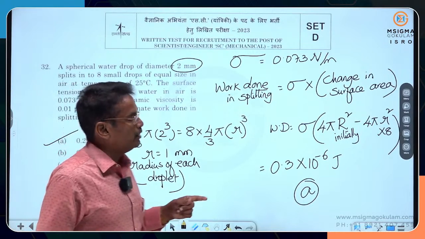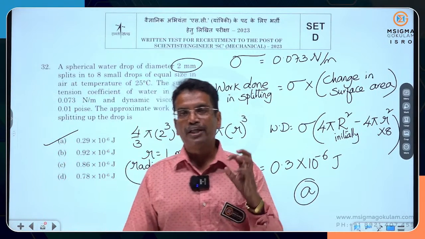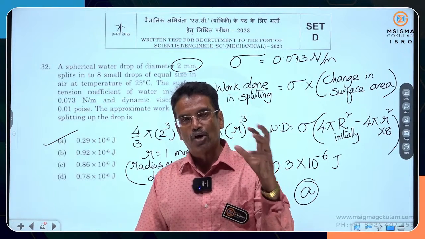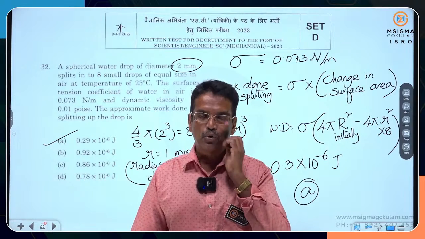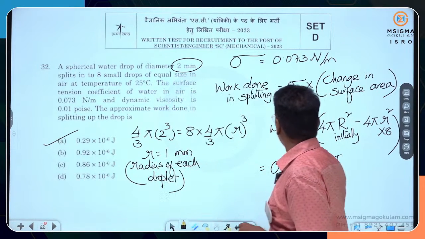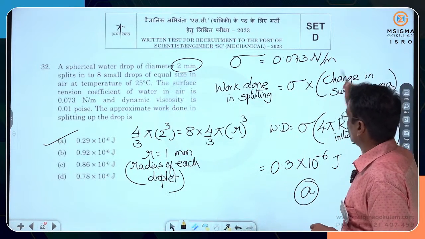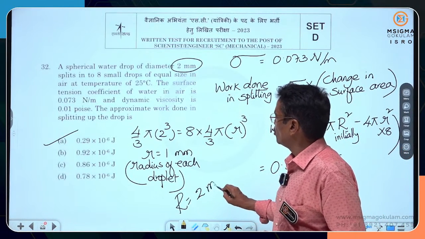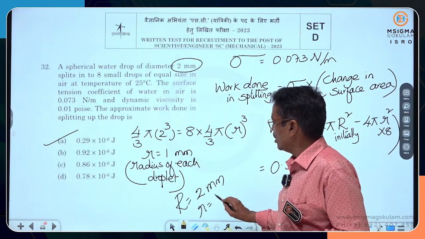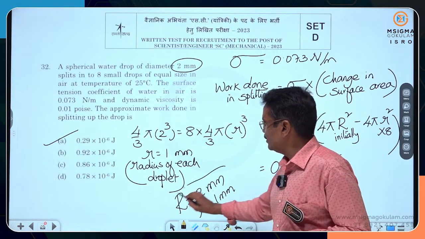The formula for calculating the work done in splitting a droplet into small droplets will be surface tension into change in the surface area, total surface area. Initial area is 4 pi r square, where r is equal to, what is r value? Here r is equal to 2 mm. What is small r? 1 mm. But convert everything into the meters.